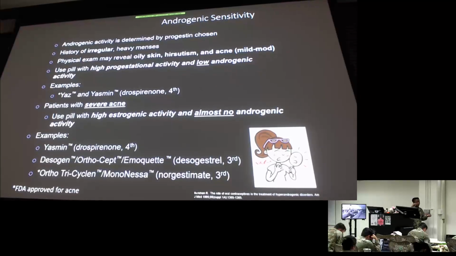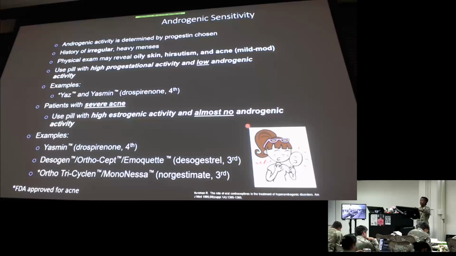It also increases the sex hormone binding globulin, which binds the free T, so the free testosterone. So if I increase my sex hormone binding globulin, I can, again, get a lot of that free testosterone that's causing my acne out of circulation. Okay, so that can, again, help decrease the amount of acne that patient has. So that's why we are picking high estrogenic activity and almost no androgenic activity, because the androgenic activity is what we're trying to avoid if we can.